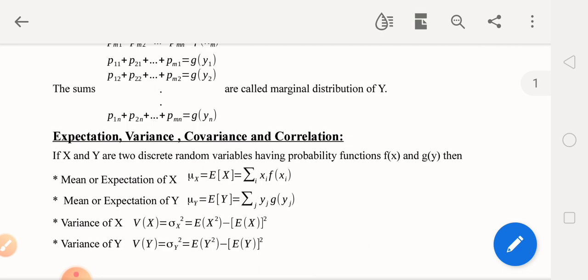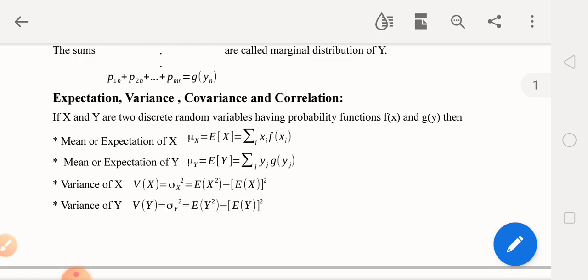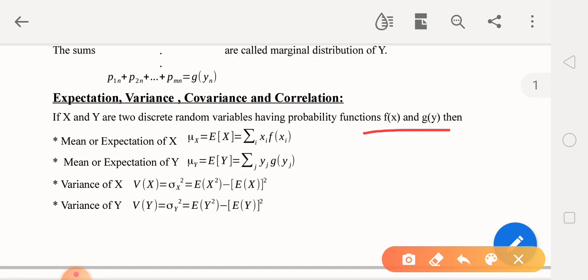Next is how to find expectation or mean, variance, covariance and correlation. We have a set of formulae. All the formulae are important. If x and y are two discrete random variables having probability functions f of x and g of y respectively, then expectation of x is given by mu x, or E of x, equal to summation xi into f of xi. Expectation of y is given by mu y, E of y, equal to summation yj into g of yj.